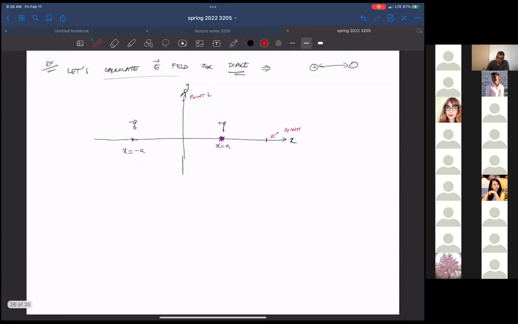So let's look at point 1, which is this one. It's a point sitting on the x-axis. So any point sitting on the x-axis. Okay, so remember that we have the electric field is Q, whatever is the charge causing that.